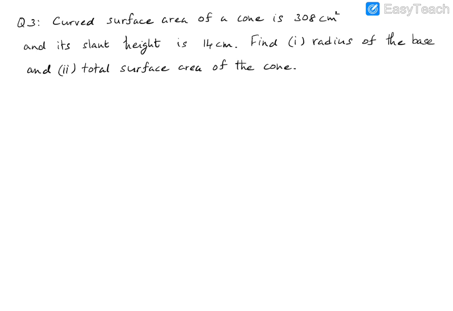Okay, now let us do another example based on the surface area of a cone. Again here we are given the surface area and we are asked to find the radius of the base and the total surface area. The curved surface area of the cone is given to be 308 centimeters square. The slant height is given as 14 centimeters, and we are asked to find the radius of the base and the total surface area of the cone.